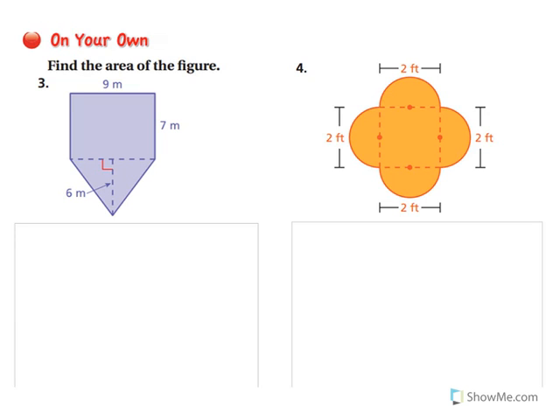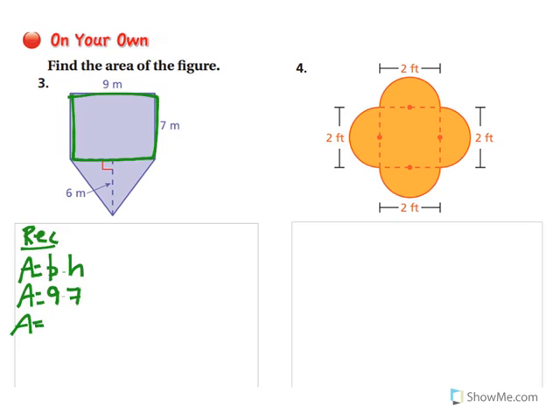Okay, here we go. Let's take a look at these problems. For number 3, there's only 2 shapes that make this up. We have a rectangle and a triangle. So we'll do the rectangle first. And for the rectangle, we do area equals base times height. And again, it's right over here. We have 9 times 7. So the area equals 63.